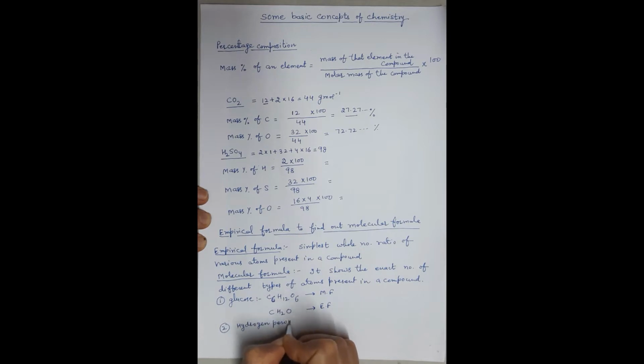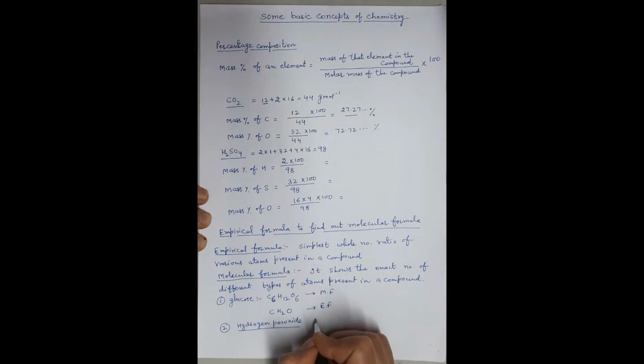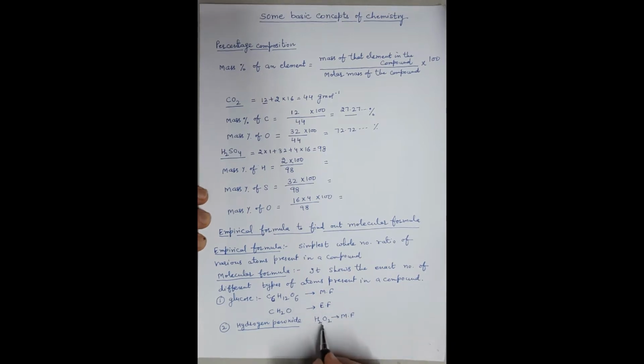Hydrogen peroxide, its molecular formula is H2O2. Hydrogen and oxygen are present in the exact ratio of 2:2. But what is the simplest ratio? If you divide it by 2, it comes out to be HO. They are present in the ratio of 1:1.